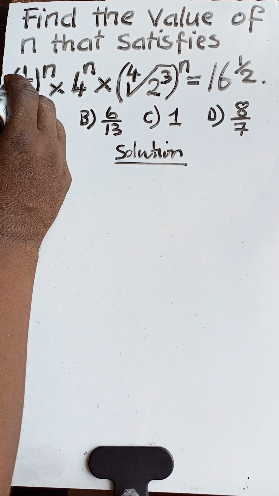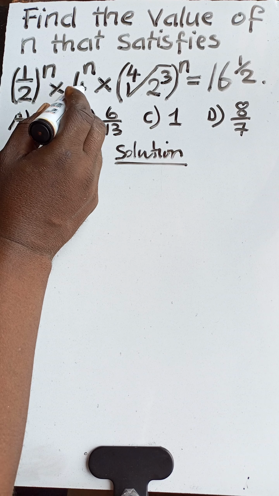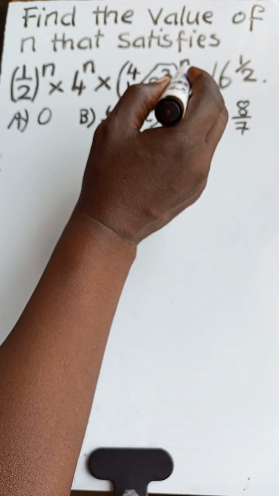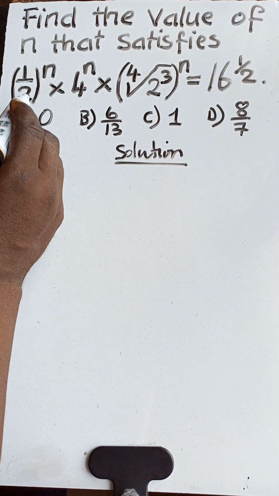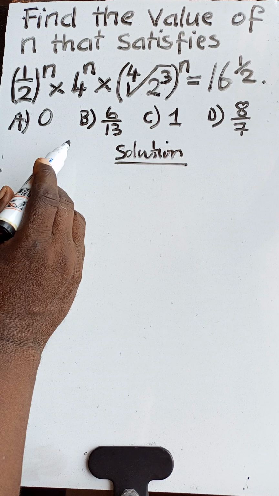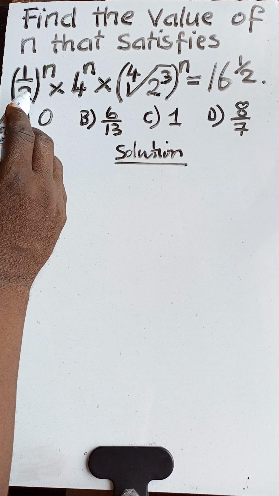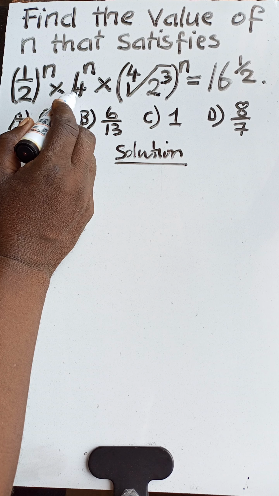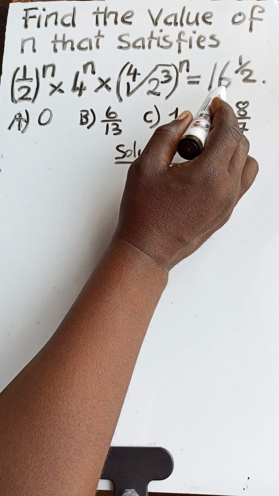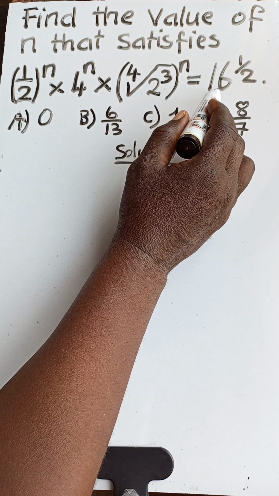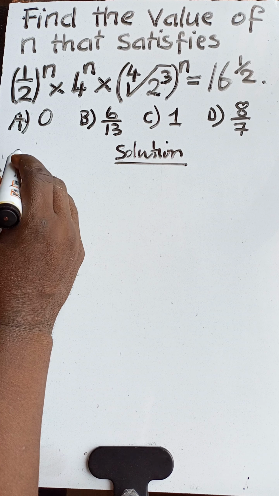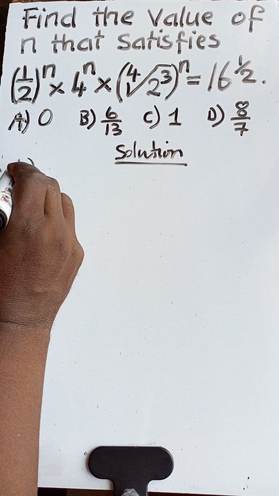Okay, we have (1/2)^n multiplied by 4^n multiplied by (the fourth root of 2^3)^n is equal to 16^(1/2). Now let's start by expressing each of them in the simplest index form as we progress. We notice that we can change 4 to an index number whose base is 2. This one is already in base 2, and we can change 16 also to an index number whose base is 2. So let's convert everything to an index form with the base 2. 1 all over 2 to the power n.